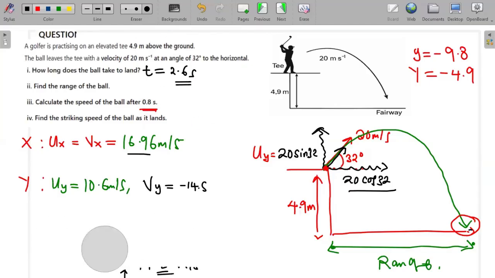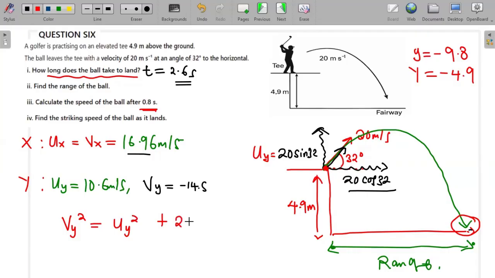But in case there was no question about finding how long it takes and you don't have the time, you can use this formula to find the final velocity in terms of the y. You say final velocity in terms of the y squared is equal to the initial in terms of the y squared, plus 2g multiplied by the distance y.